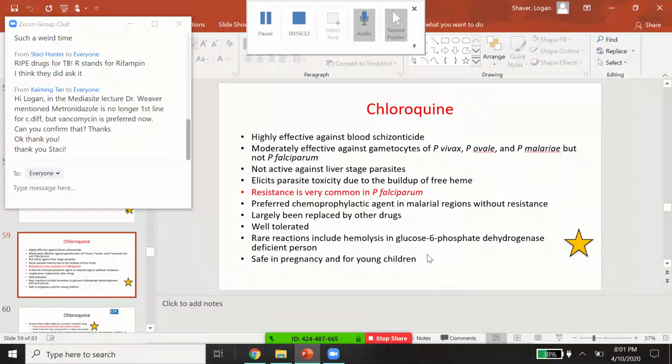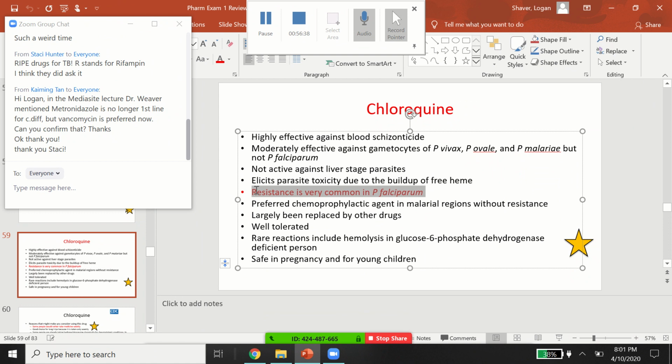Then you have chloroquine. So notice that this has the more important point on this slide in red. Its resistance is very common in P. falciparum. So remember that P. falciparum is the one that typically gets that resistance towards these drugs. But apparently chloroquine is definitely more susceptible to this sort of thing. So I figured that was important, so I put a star with it.